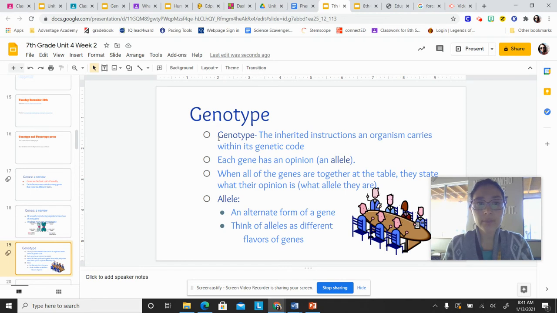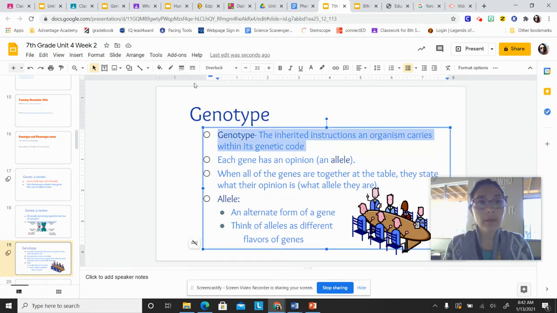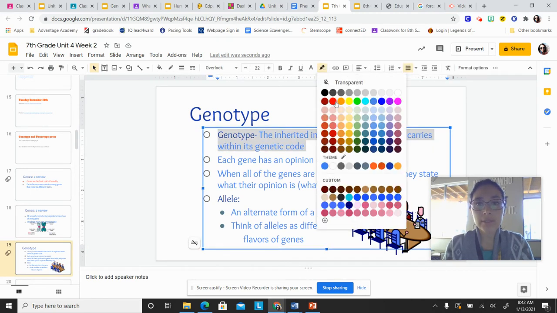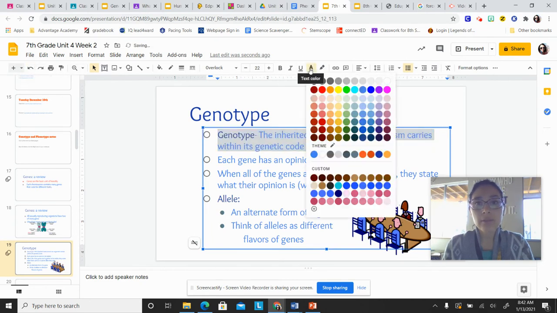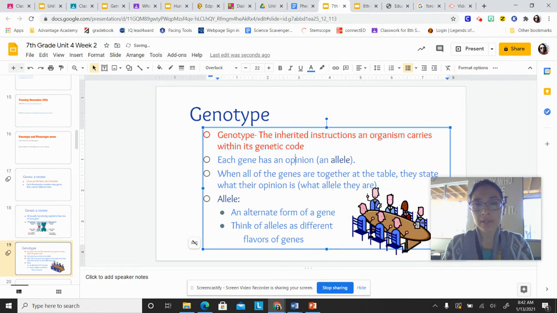All right, so here's what a genotype is. And those of you at home are going to be writing this down. Those of you that are in the classroom, you guys will be filling in the blanks. So a genotype is the inherited instructions an organism carries within its genetic code.